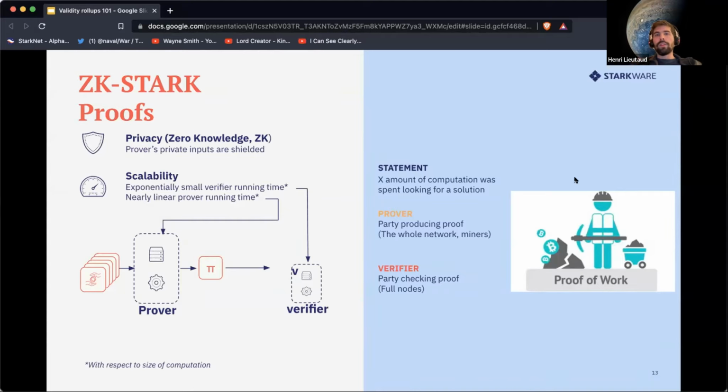How is this different from proof of work? It's different from proof of work in the sense that for proof of work, you're proving that something happened, but not the specifics of it. Here, when you're proving execution, you can prove that a very specific path of execution was computed. Basically, when you're generating your proof of execution, you're proving that a specific program was executed correctly.